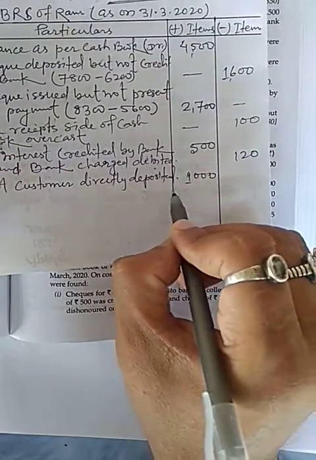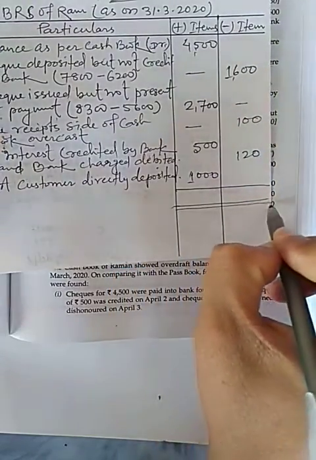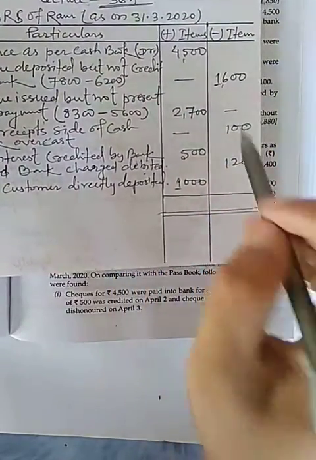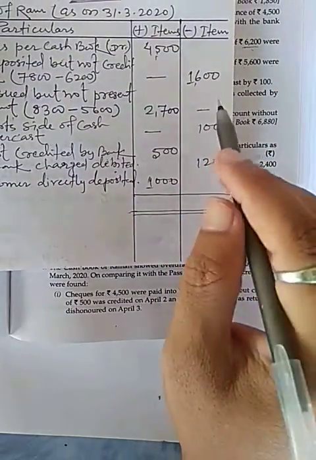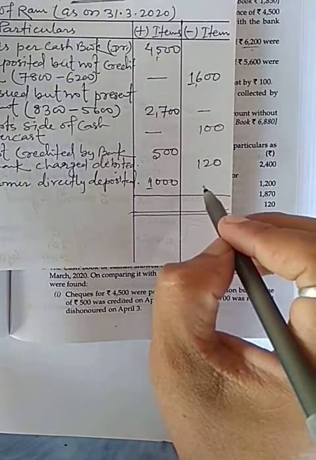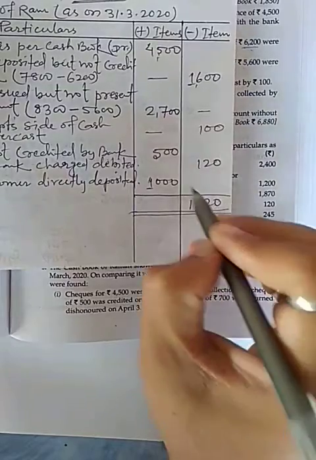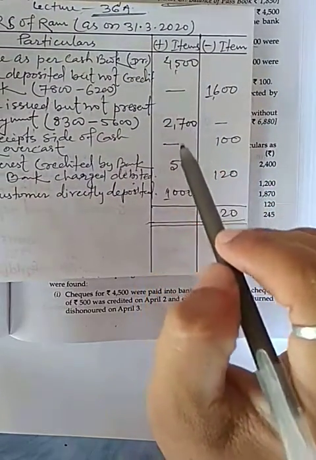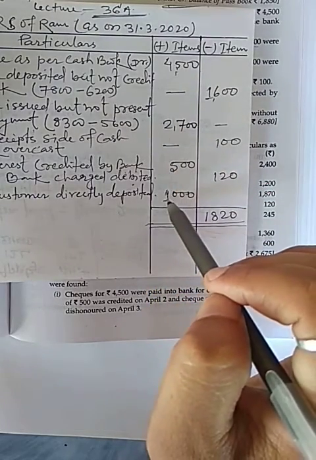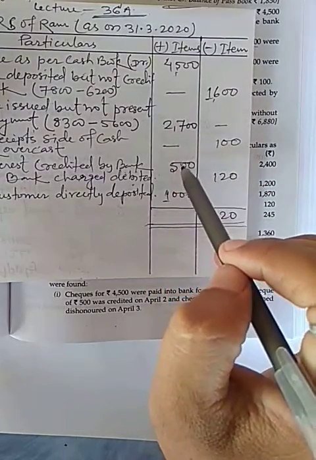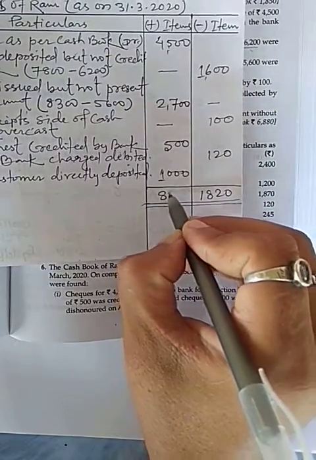Now I will add both sides separately, and we can see in minus item it will be 1,820 only, and in plus item 8,700.